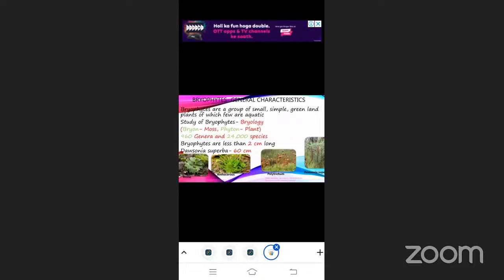But bryophytes are the amphibians of plants, capable of surviving in water as well as on land, where wet and moisture areas are there. That one we call amphibians. Another character is the heteromorphic condition.